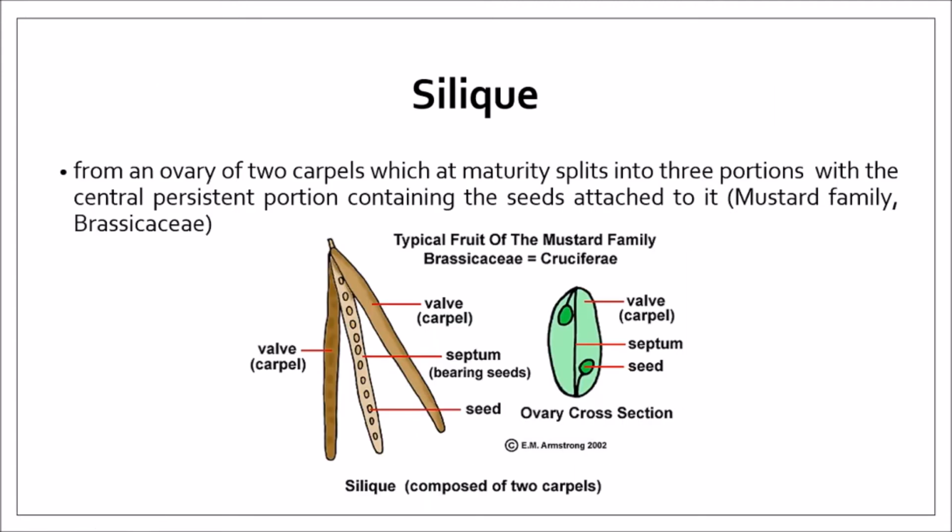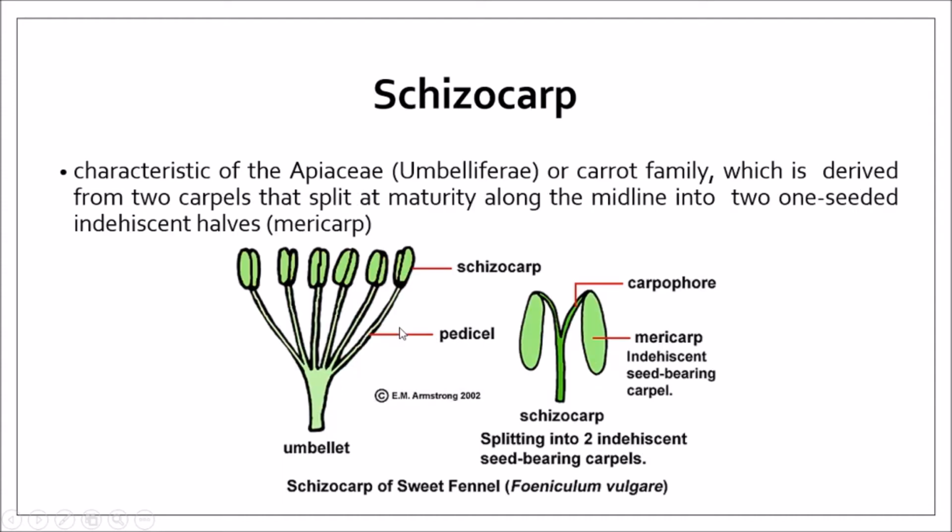If a fruit came from an ovary of two carpels, which at maturity splits into three portions with a central persistent portion containing the seeds attached to it, then it is called silique. So as you can see, these are one, two, three portions of the fruit with a central portion containing the seeds. Next is the schizocarp.